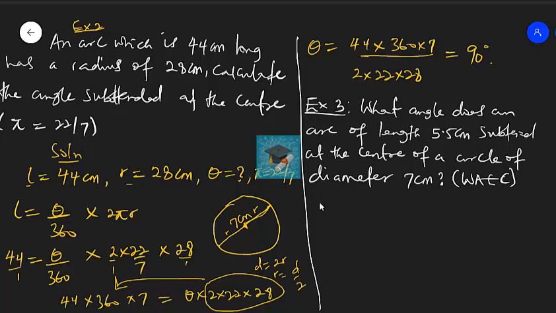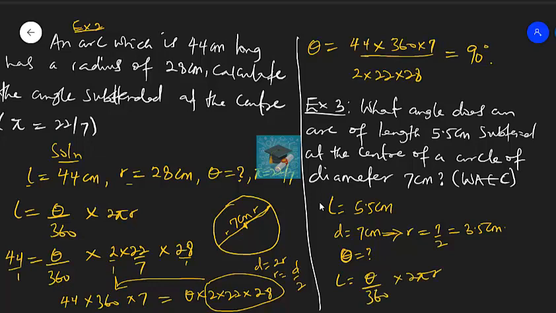So what do we have from this question? We have the length of the arc to be 5.5 centimeters. And we also have the diameter to be 7 centimeters. From this diameter, it implies that the radius is 7 over 2, because your radius is always your diameter divided by 2, and that is 3.5 centimeters. And what are we looking for? We're looking for the angle theta. That's what we're looking for. From length of an arc is equal to theta over 360 times 2 pi r. If you put these relations together, we'll get the angle we're looking for.